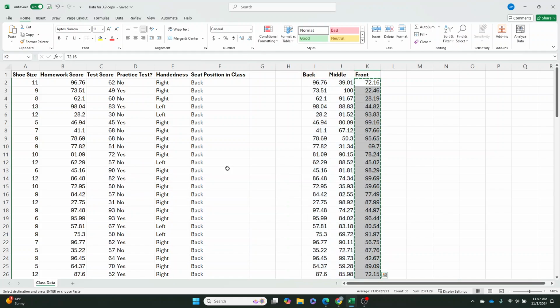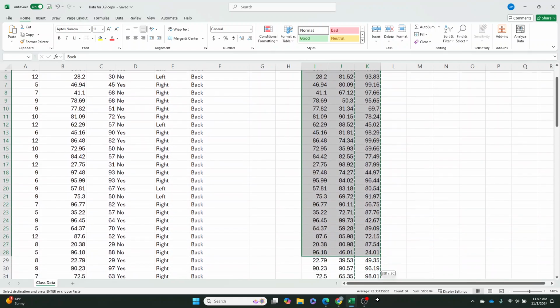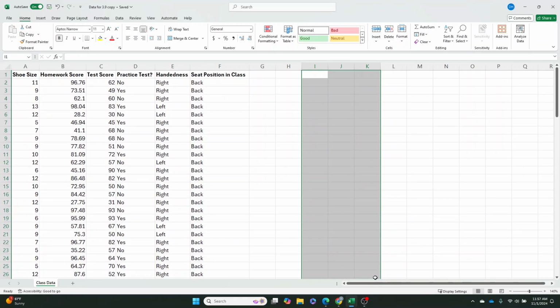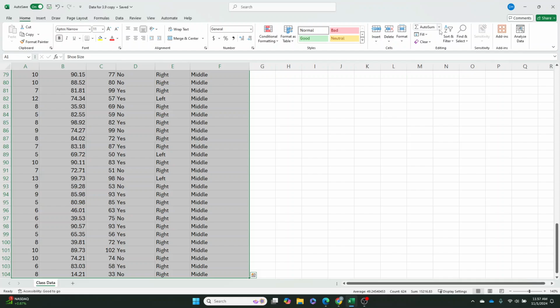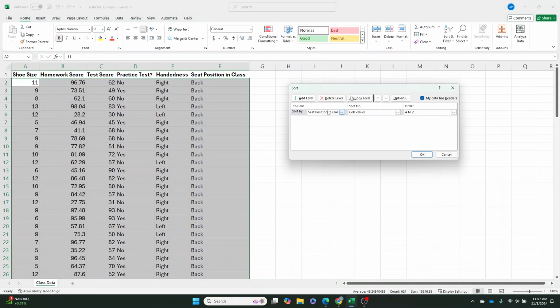I'm going to delete our work from the previous problem. Delete all these rows. Okay, we're looking at test score versus practice test. And yes, it looks like the answers to practice test are either yeses or nos. So I think we're only going to be comparing two means here, right? We're going to be comparing the average test score of people who said no to the average test score of people who said yes. So let's select our data, and we will do a custom sort. This time we want to sort by whether or not they took the practice test.